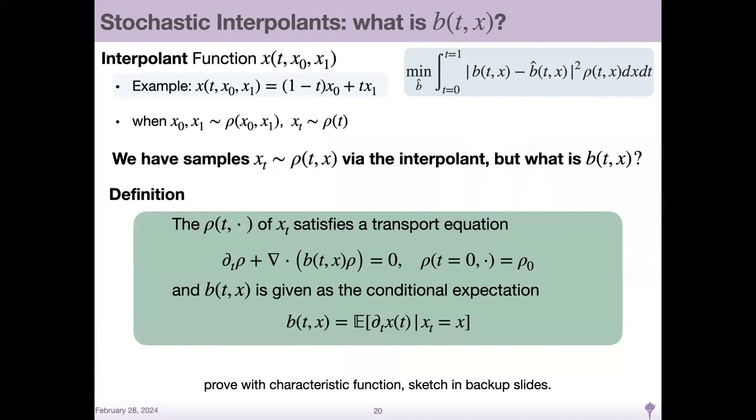Okay, so what then? We still don't know what we're regressing. I know how to sample this, but I'm trying to fit a model b hat to some b, and I don't know what b is. I'll just state a definition. We can discuss offline how to show that this is true, but once you have this rho_t(x), and it satisfies the transport equation that I was talking about in the previous slide, then the v_t(x) that does this, given that you've introduced some interpolant, is just given by the conditional expectation of the time derivative of that interpolant.